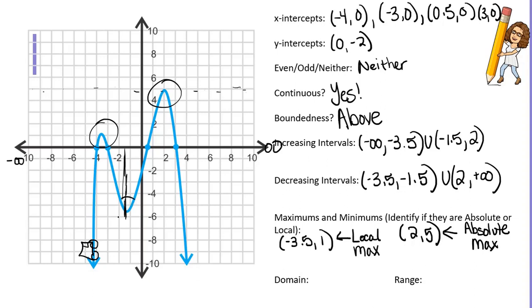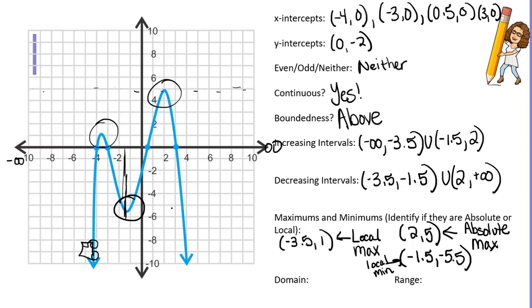And then I also have a minimum down here, which is at (-1.5, -5.5), roughly. Now, notice this is not the absolute minimum because it goes forever down, right? Technically, it goes forever down. So this guy would be a local minimum, or a local min.